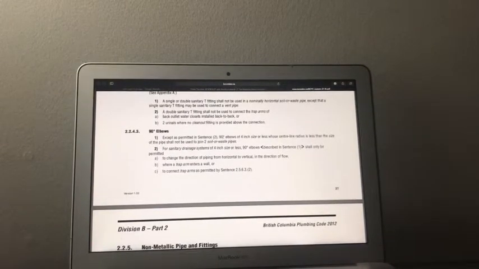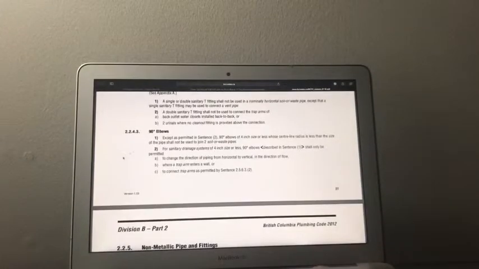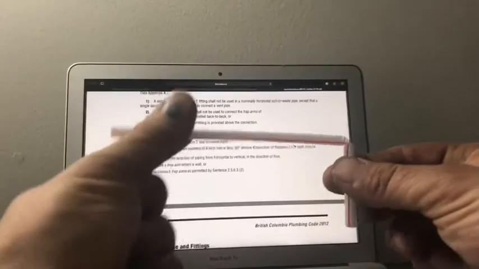Except as permitted in sentence 2, 90-degree elbows of 4 inch or less in size, whose centerline radius is less than the size of the pipe, shall not be used to join two soil or waste pipes. So that's pretty straightforward. More importantly, sentence 2, for me anyways: for sanitary drainage systems of 4-inch size or less, elbows described in sentence 1 shall only be permitted, so 90s are only permitted to change direction of piping from horizontal to vertical.